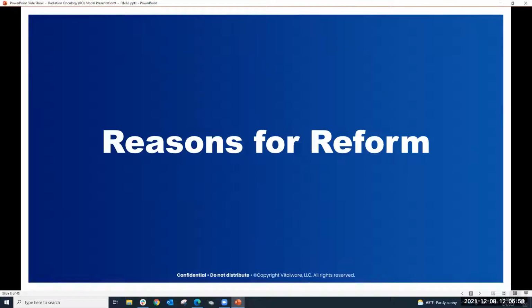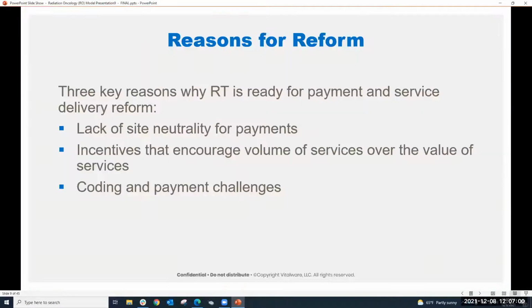So now we're going to look at some of the reasons for reform. There's three key reasons why radiation therapy is ready for payment service and reform. And one is the lack of site neutrality for payments. So basically, with our current way of billing, where the patient has services provided determines how their payment rate is set. So you have that site of service differential because different payment methodologies are being used. So this also creates incentives for one setting to be used over another.